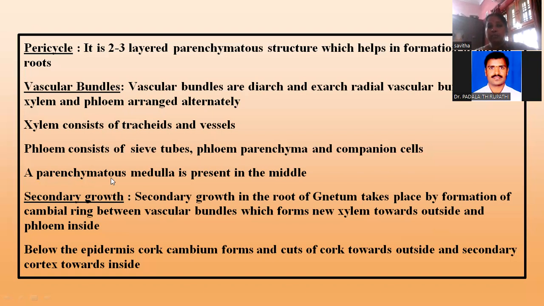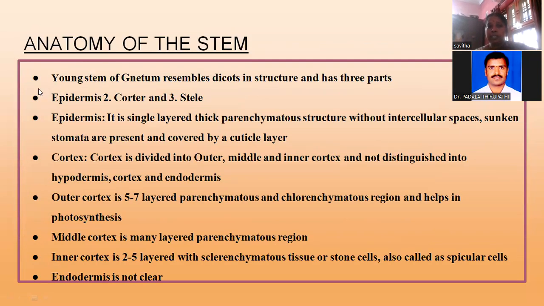Very clear characters in Gnetum. You can see very easy and clear characters. Now coming to the anatomy of the stem, the young stem of Gnetum resembles dicots in structure, and it has 3 parts: epidermis, cortex, and the stele.